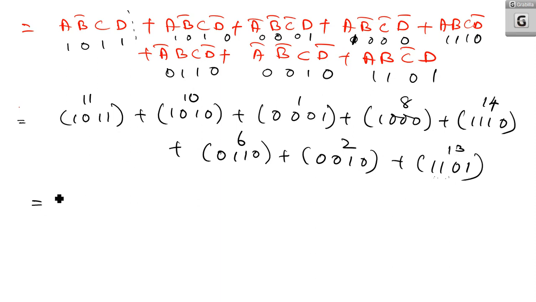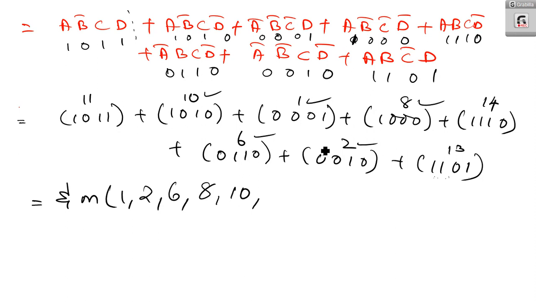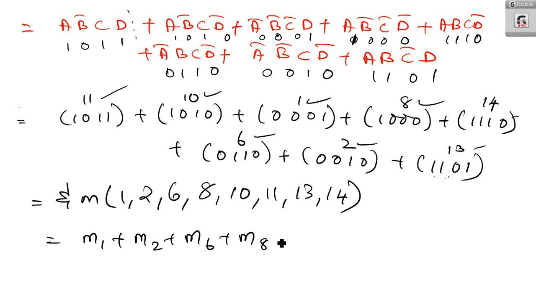Yeah. So write that in ascending order. So you will get sigma m: 1 is there. Now comes 2. Then 3, 4, 5, 6, 7 are not there. 8 is there. After 8 you will get 10. Then 11. 12 is not there, then 13 and 14. This we can write as small m: m1 or m2 or m6 or m8 or m10 or m11 or m13 or m14.